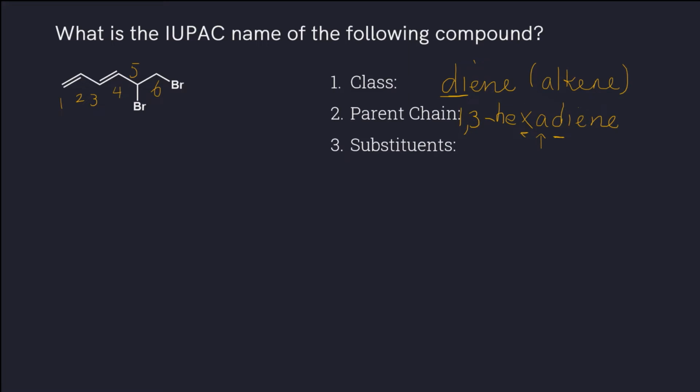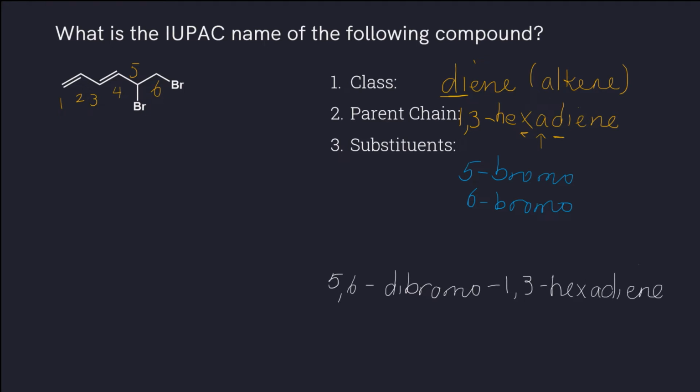As for the bromo substituents, we have 5 bromo and 6 bromo. And so to assemble the name, this would be 5,6-dibromo-1,3-hexadiene. Or preferably this would be written as 5,6-dibromohexa-1,3-diene.